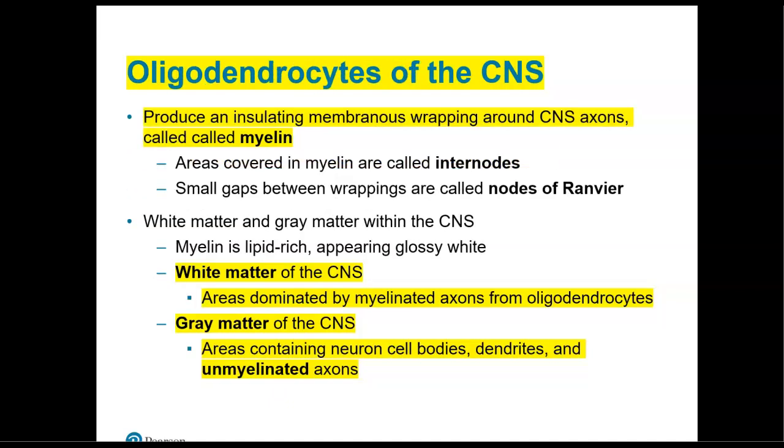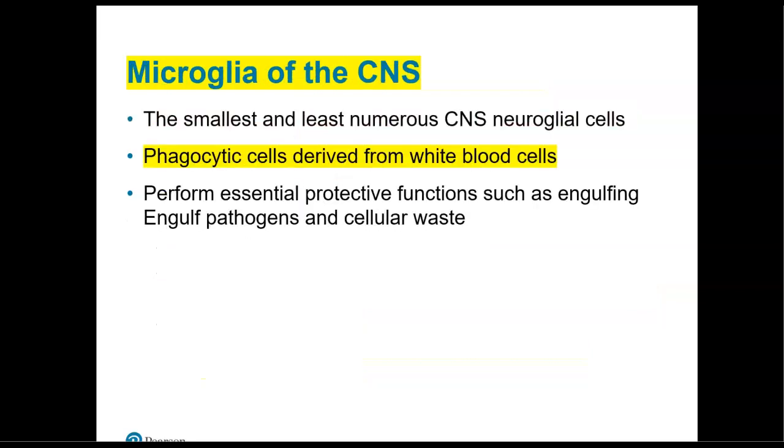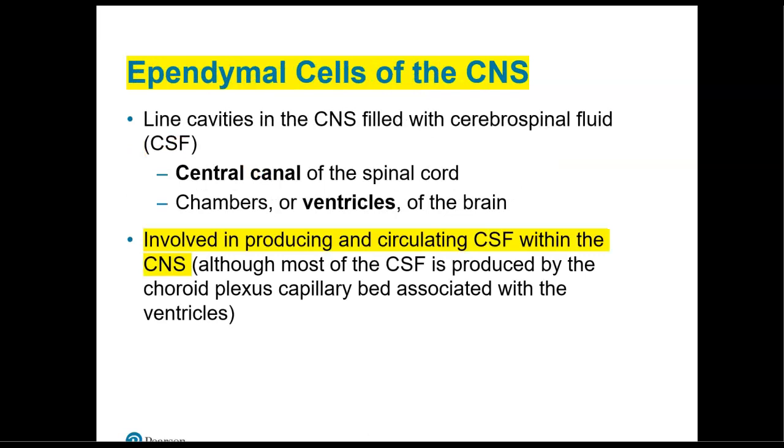So oligodendrocytes produce myelin sheaths in the CNS. Microglia are phagocytic cells derived from white blood cells, so they function in defense. And ependymal cells produce and circulate cerebrospinal fluid. And in addition, the choroid plexus produces cerebrospinal fluid. In fact, the choroid plexus, which is just a massive capillary bed, produces most of this cerebrospinal fluid, but then the ependymal cells produce some, and they really are involved in circulating that fluid.